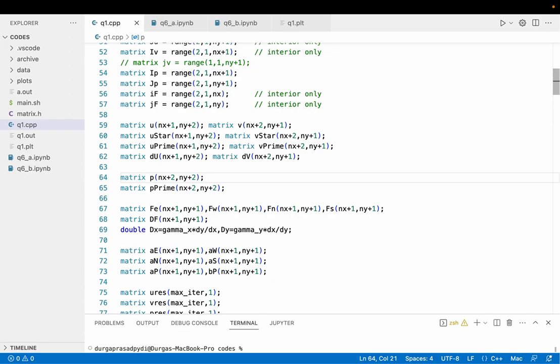du and dv are the coefficients of the pressure correction equations. And even for p, I am adding my boundaries on the left, right, top and bottom. So instead of nx times ny, I am adding a 2 and 2 here, like left and right, top and bottom. Similarly, p prime is for your pressure corrections.